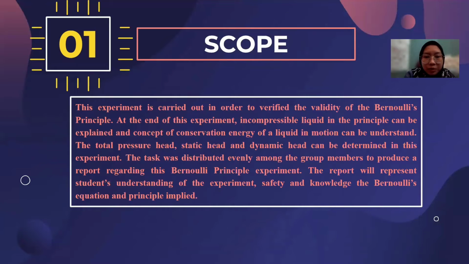At the end of this experiment, the incompressible liquid in the principle can be explained and the concept of conservation of energy of a liquid in motion can be understood. The total pressure head, static head, and dynamic head can be determined in this experiment. The tasks were distributed evenly among the group members to produce a report regarding this Bernoulli principle experiment. The report represents students' understanding of the experiment, safety, and knowledge of the Bernoulli equation and principle implied.